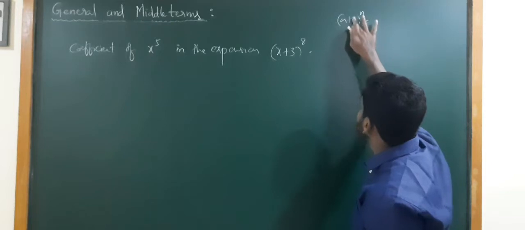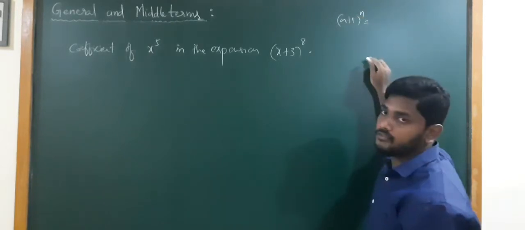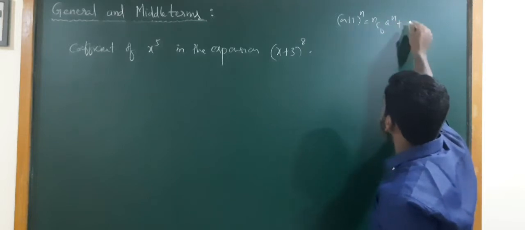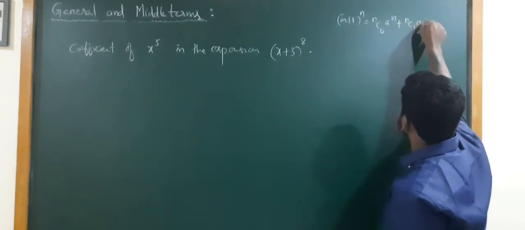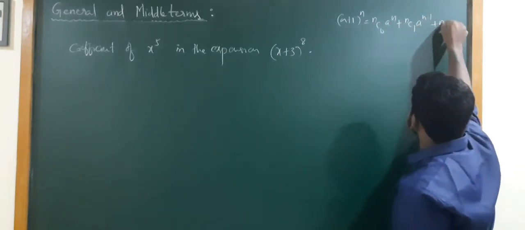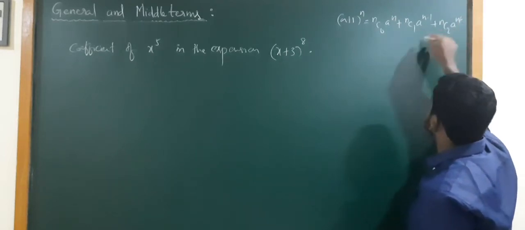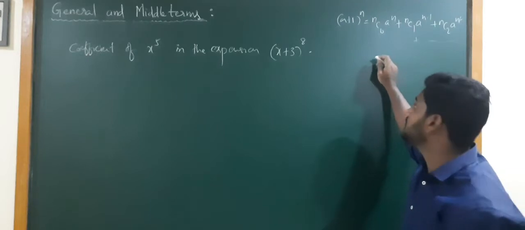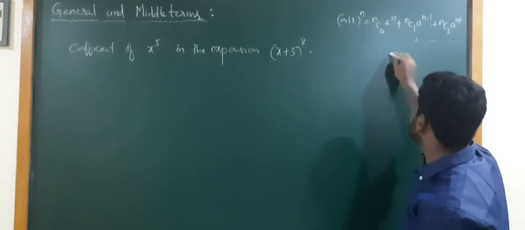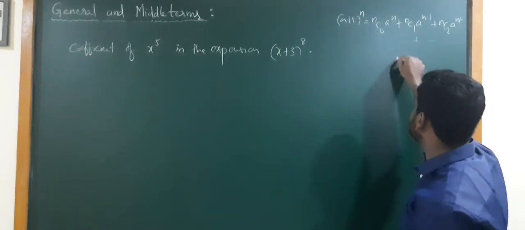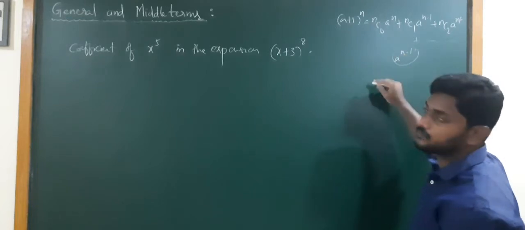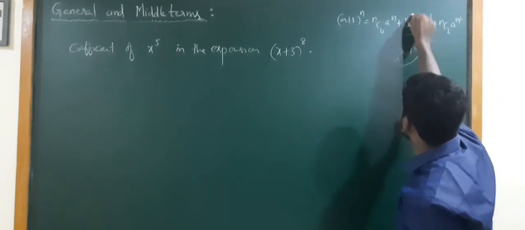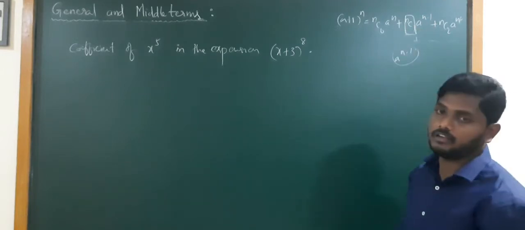For example, if it is (a plus 1) whole to the power of n, expand this: nC0 a to the power of n plus nC1 a to the power of n minus 1 plus nC2 a to the power of n minus 2, and so on. Why? Because here 1 to the power of anything is 1 only. If they ask you to find the coefficient of a to the power of n minus 1, the coefficient of a to the power of n minus 1 is nothing but nC1. This constant value we will consider.